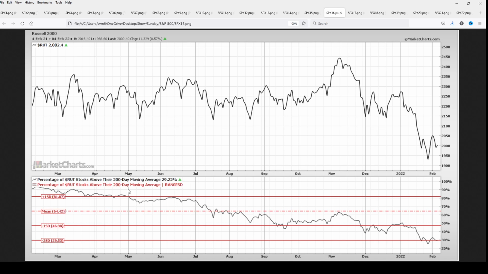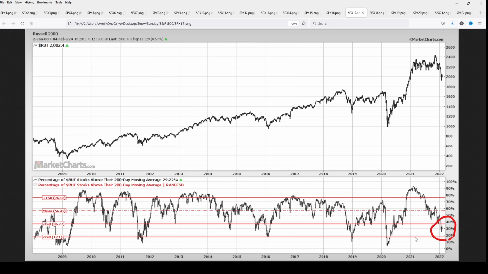Let's take a look at the percentage of Russell 2000 stocks above their 200-day moving average, which is at 29%. Historically, this is a massive buying opportunity, but there's no liftoff here. You're not seeing this surge higher, which is what you want to see. Let's look at historical context: when it gets down to these levels of 30, even below, or 20 and 40, these have been nice buying opportunities in the past, suggesting that perhaps there is some structural weakness here.